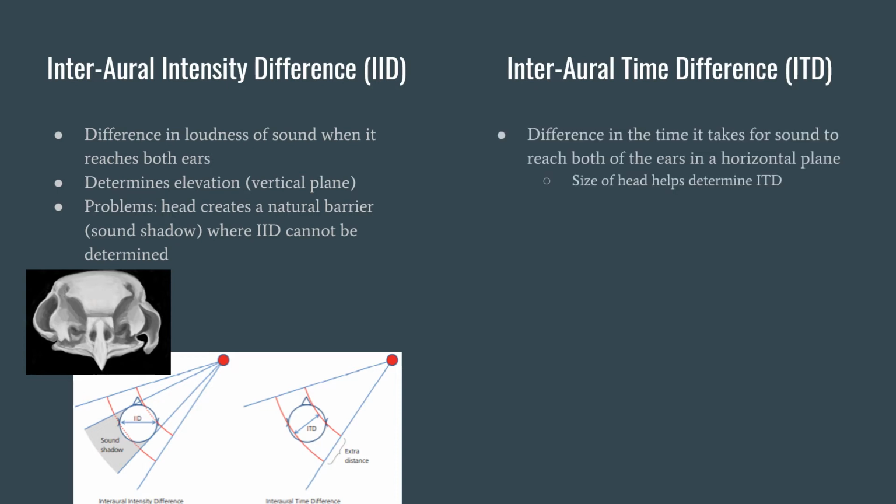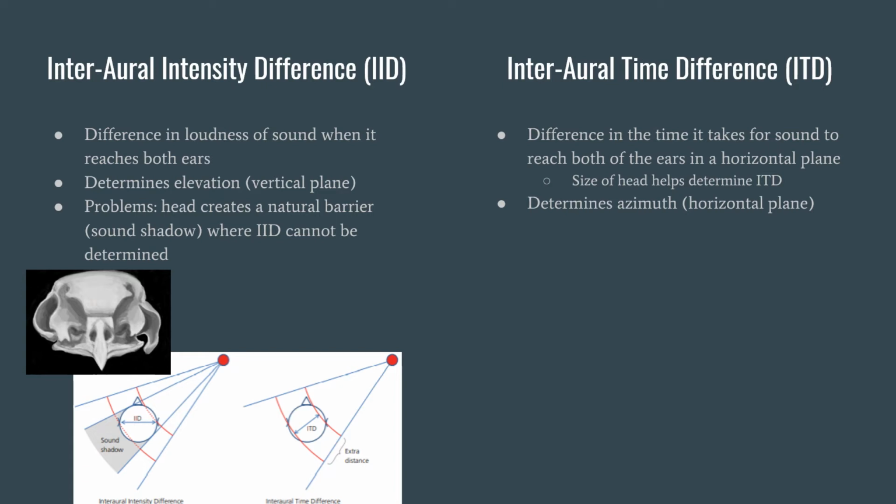ITD is the difference in the time it takes for sound to reach both of the ears in a horizontal plane, and the size of the head helps determine ITD. It determines azimuths, so on the horizontal plane.